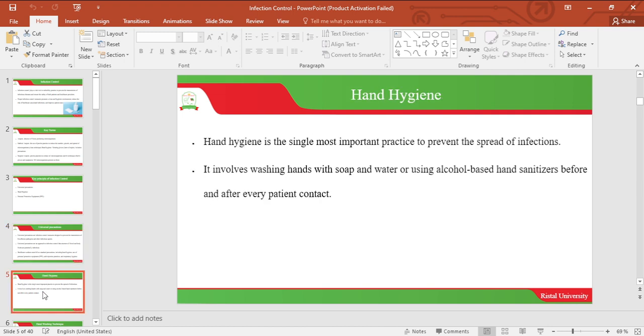Let's look at hand hygiene. Hand hygiene is a simple practice. It's one of the simplest methods that we can use to prevent the spread of microorganisms. Hand hygiene involves washing hands with soap and water or using alcohol-based hand sanitizers before and after every patient care.